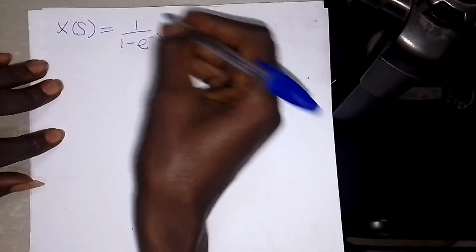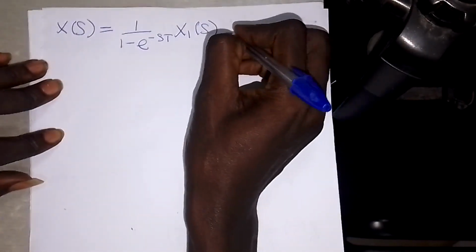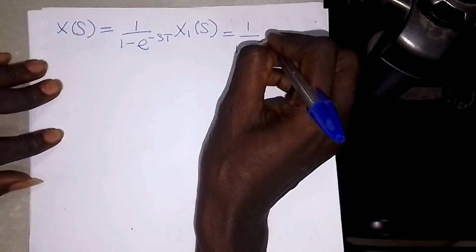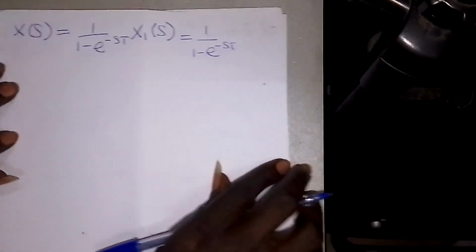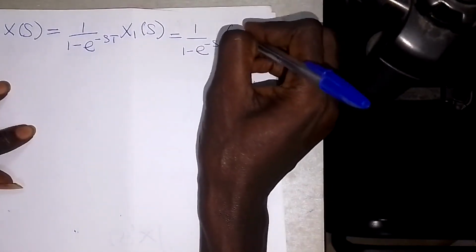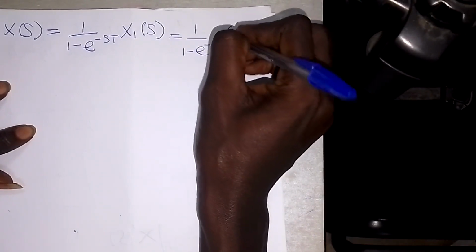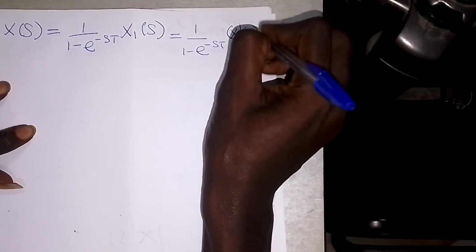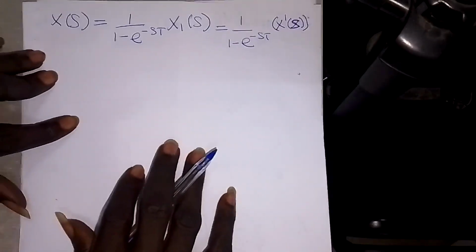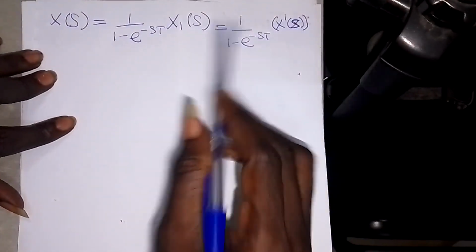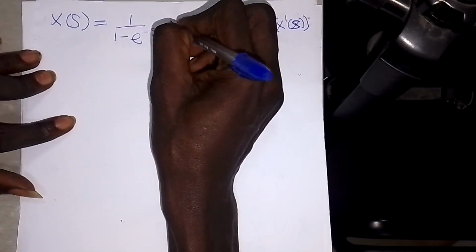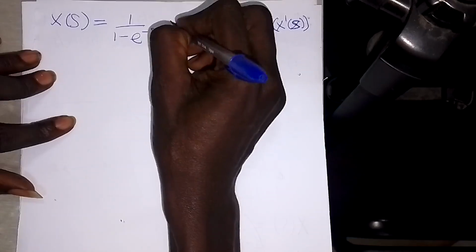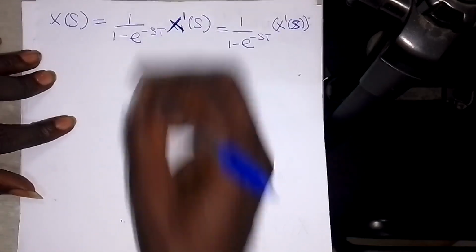Sorry. Okay, so instead of writing x1 of s, I think what I earlier gave was 1 over 1 minus e to the minus st, multiplied by x prime of s. Please, let's just stick to this one, s prime of x. Let me change this place and put a prime over here.